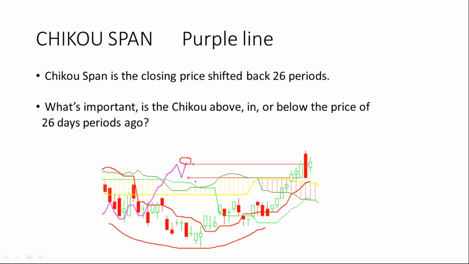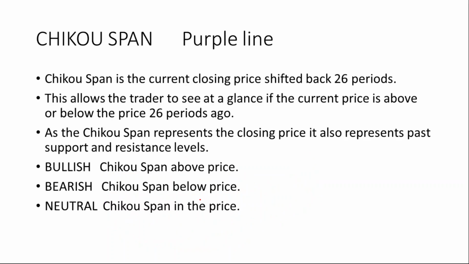So it becomes just looking at pricing context, saying, well, okay, we're above where we were 26 days ago. So it's looked at as a little bit of a momentum thing. So the Chikou Span is a current closing price shifted backwards. It allows the trader to see at a glance if the current price is above or below the price 26 periods ago. Well, it's for lazy people, I guess. As the Chikou Span represents a closing price, it also represents past support and resistance levels. So a bullish Chikou Span is above the price, a bearish Chikou Span is below the price, and a neutral Chikou Span is in the price.